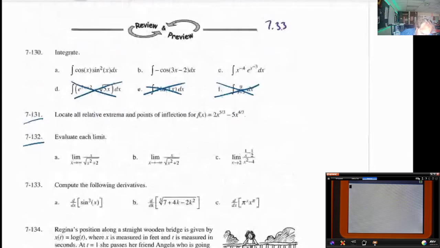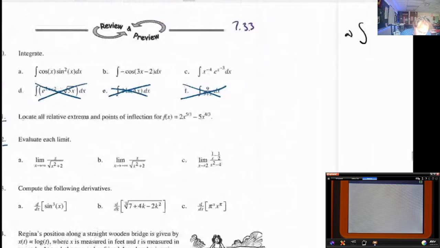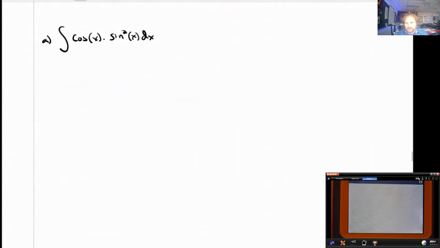So let's jump right ahead and look at problem A. This is the integral of the cosine of x times the sine squared of x dx. This is a prime candidate for u substitution because sine and cosine are derivatives of each other, which makes them a very common candidate for this kind of thing.